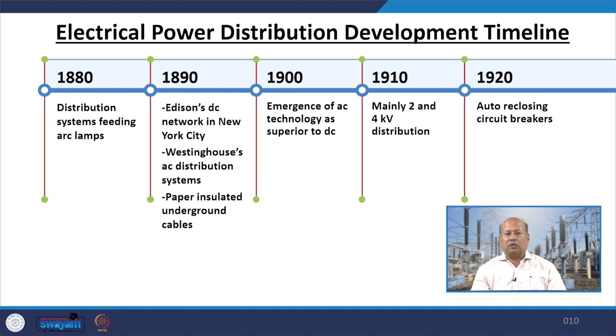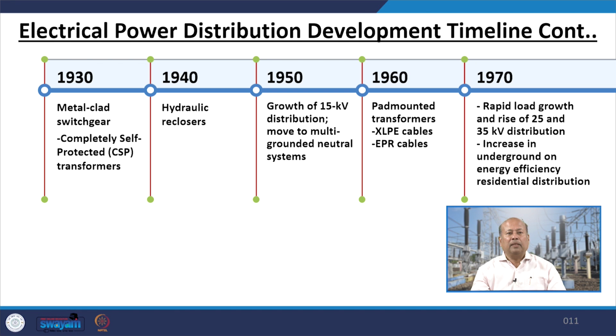York City was experimented, and the Westinghouse AC distribution system and paper insulated underground cables were discovered in 1890. Then we slowly move to 1900, where the emergence of AC technology as superior to DC was proved, and in 1910 mainly 2 and 4 kV distribution networks were experimented. In 1920, auto reclosing circuit breakers were not only designed but also demonstrated in application in the field.